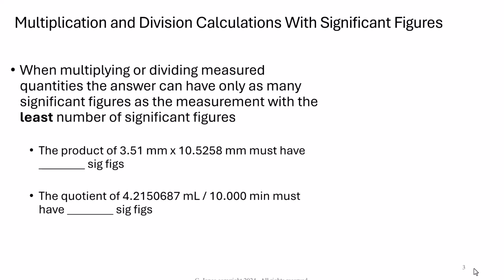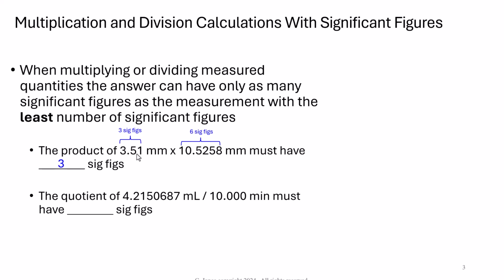3.51 millimeters times 10.5258 millimeters is going to have how many significant figures? Well, we look at each of these. Okay, 3.51 has 3 significant figures, and 10.5258 has 6 significant figures. So the 3 significant figures is going to determine how many sig figs will be in our answer. So our answer can only contain 3 significant figures.